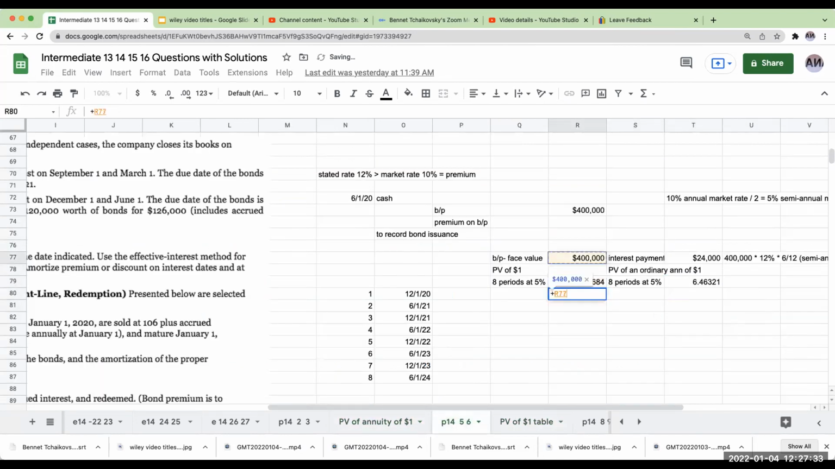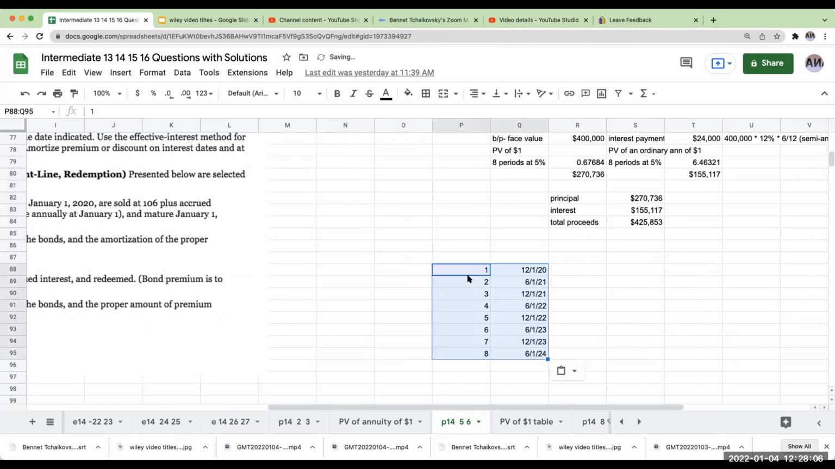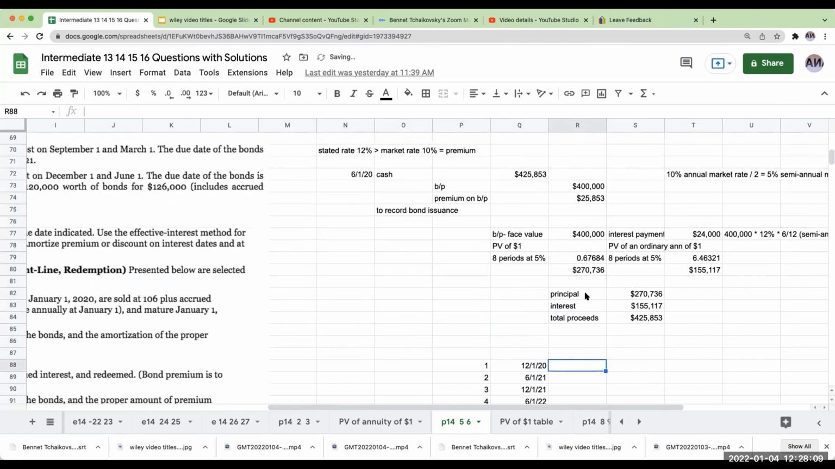Okay. So the cash proceeds as a result of the bond issuance is going to be the principal and then the interest. My total proceeds should be greater than 400,000. In fact, it's 425,000. So my premium on bonds payable is going to be 25,853. Okay. So let's now take what we've done over here and let's go ahead and prepare an amortization table.